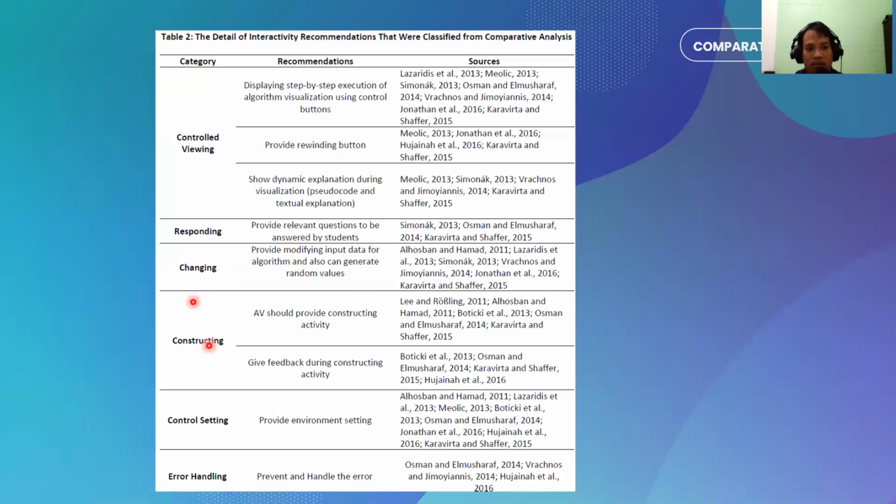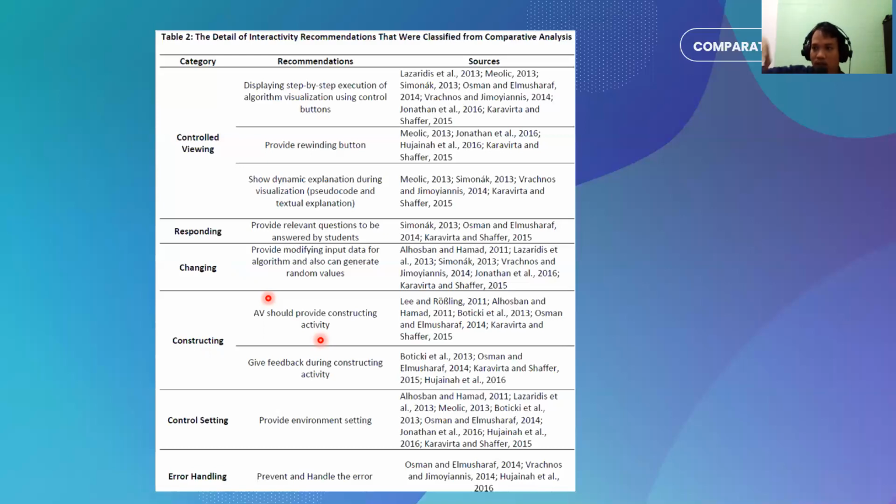The next category is about constructing. The algorithm visualization should provide constructing activity. So we can not only see how bubble sorting works, but also actually construct or do the constructing activity ourselves. We are the ones who do the bubble sorting. For instance, we are given 7 or 8 numbers to be sorted. Instead of the system doing the sorting, we are the ones who construct the sorting.